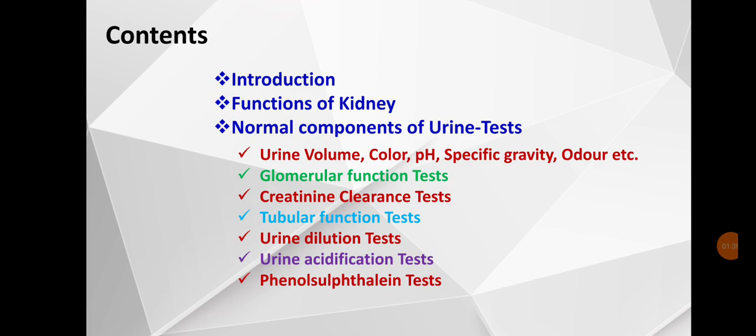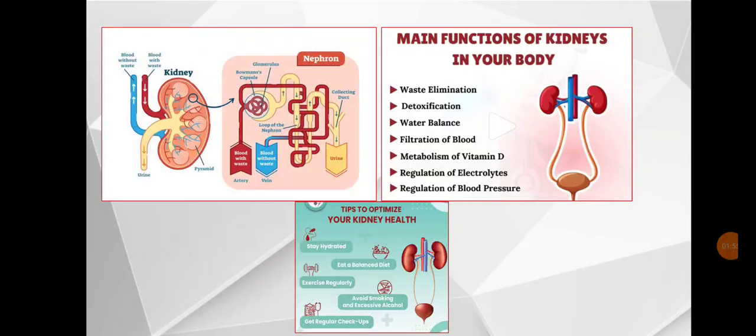Then particularly, we need to look into each and every part of the test, like the glomerular function test, then the creatinine clearance test. Then tubular functions, how our tubules are working. Then urine dilution. Later we are going for urine acidification. Then the phenolsulfonphthalein test. First, in the slides we are looking at the kidney, under which one of the major functional components is called the nephron.